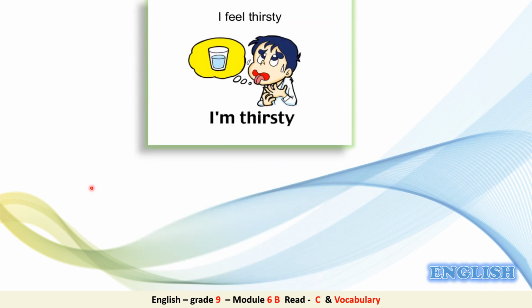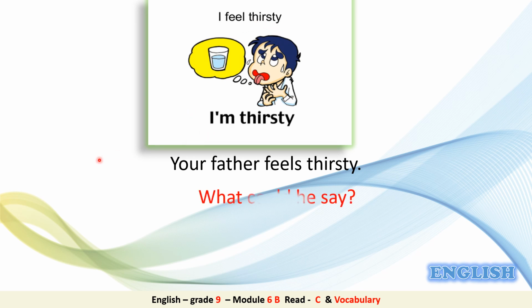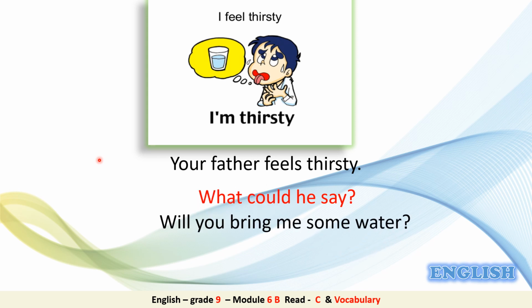Now let's have a look at this picture. Let's read the situation. Your father feels thirsty. He says, I feel thirsty. I'm thirsty. Now what could he say? Let's see. He could say, will you bring me some water? So he uses will. In this example, the use of will is used to make requests. So this is another use of will.